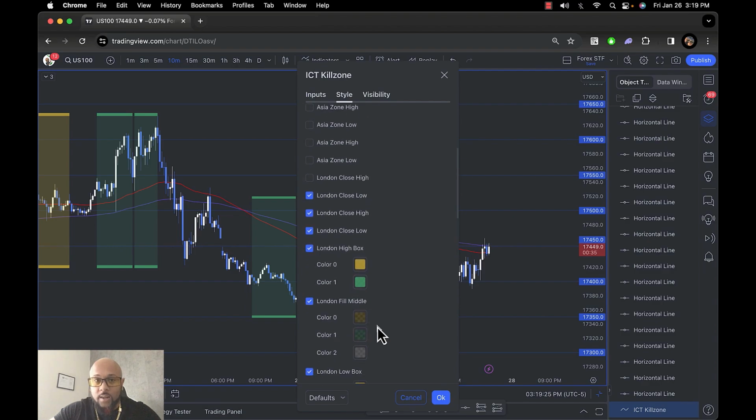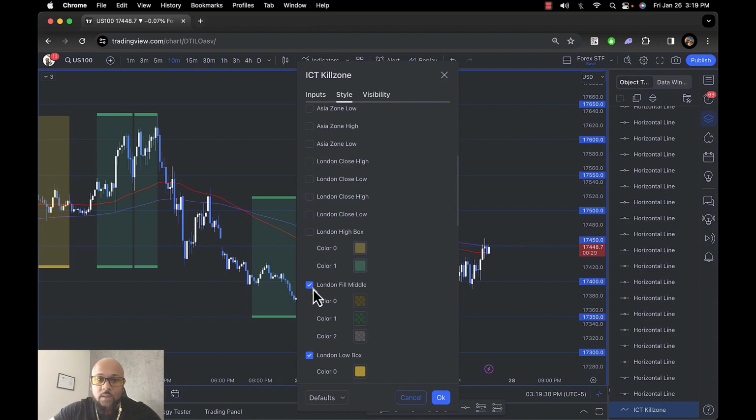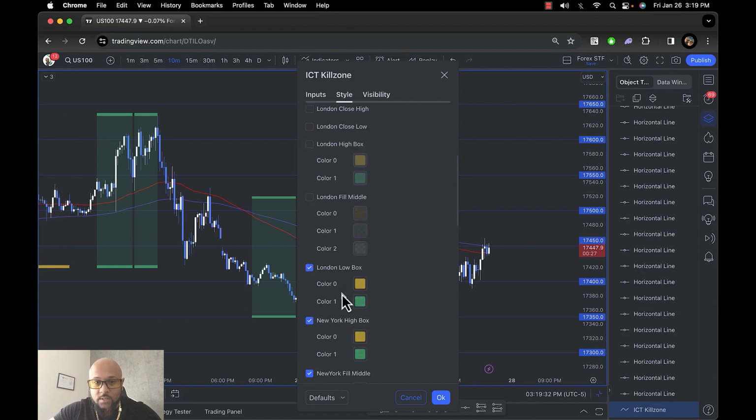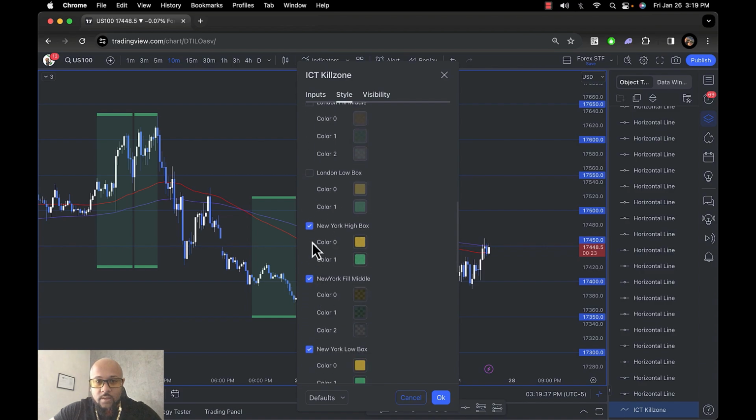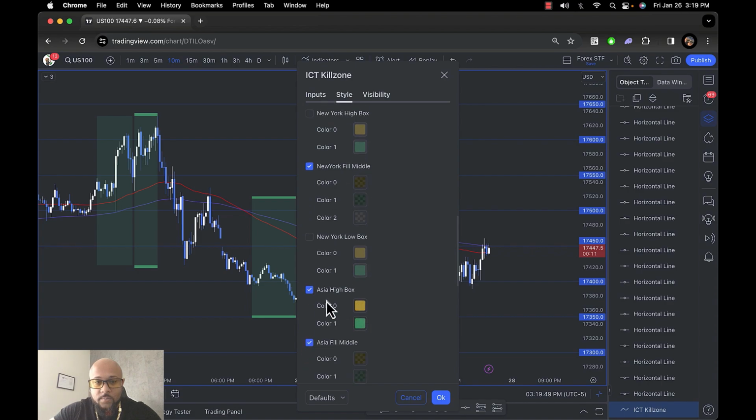how I also clean the tool. So I won't get DMs asking how do I get my sessions indicator to look how it currently looks. So this is how I do it. I just clean everything. And the only thing that I'm going to need is the New York fill middle, which is what actually highlights the New York session. So everything else gets deleted.